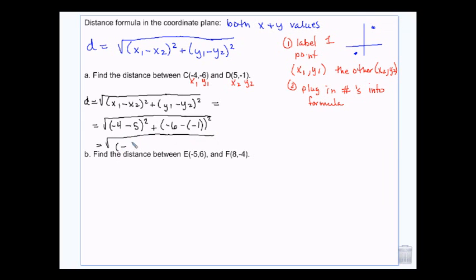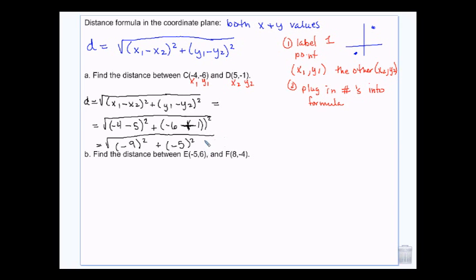I have (-9) squared plus... okay, well, a negative of a negative became a positive, right? So it's -6 plus 1, so that's (-5) squared.